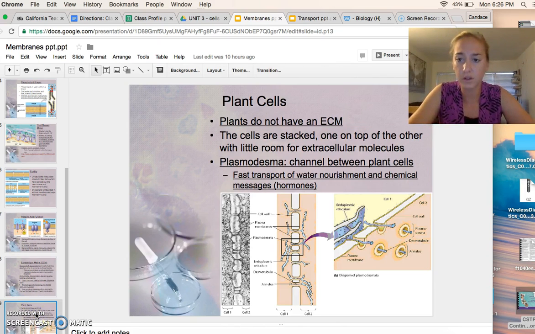Okay, plant cells are a little different than animal cells because they do not have an extracellular matrix. The reason they don't have one is just because they don't have room. The cells in plants are stacked one on top of the other, and there's no room for those extracellular molecules. Instead of having the extracellular matrix, or the ECM, they have what's called a plasmodesma, which is a channel between the plant cells. This allows for the fast transport of water, nourishment, and chemical messages. So even though they don't have this fancy ECM like the animal cells do, they can still communicate with each other through the plasmodesma.